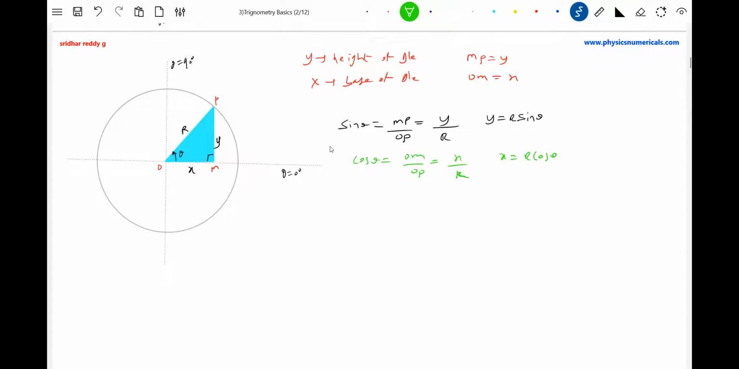If I know one side, so what actually here? I know this side, I know this angle. I'm able to predict the other two sides of the triangle. Are you able to get this, the methodology? I know this hypotenuse, I know this R, and one of the sides, I know this theta. Can I bring the other two sides? That's what I'm trying to do here.